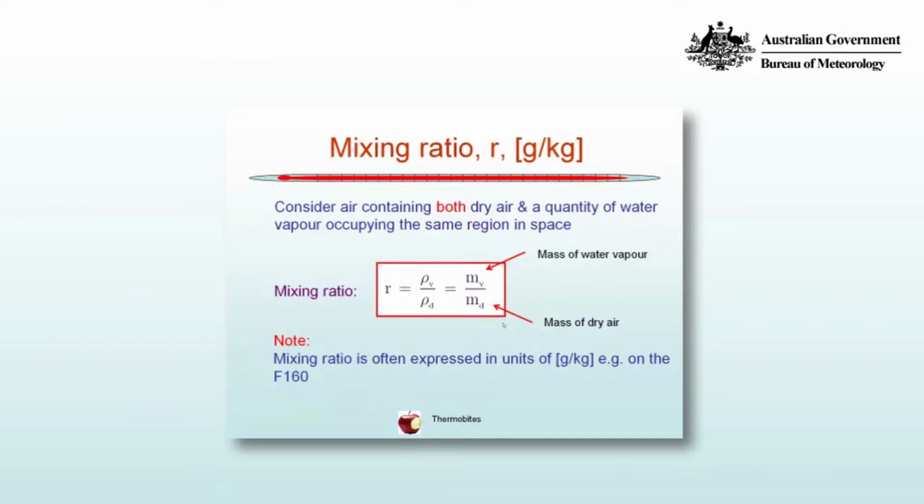R is a dimensionless number, and therefore the mass of water vapour and the mass of dry air are both measured in kilograms per kilogram. But because the mass of water vapour is typically much less than the mass of dry air, the mixing ratio is often expressed in units of grams per kilogram, and that's the way it's plotted on a skew T log P aerological diagram, or F160.